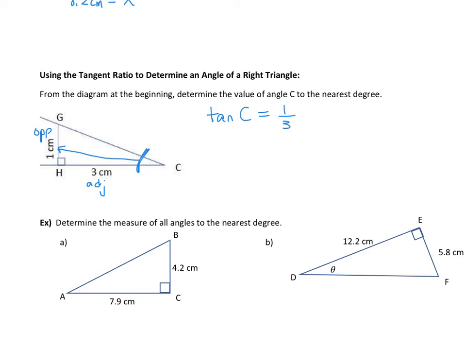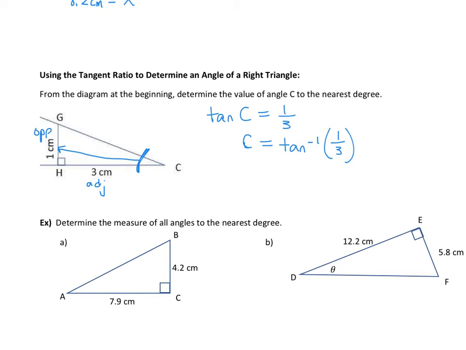What we need to do is get rid of the tan that is surrounding the C, that is the operation on angle C. To do that, you'll notice above your tan button on your calculator, you have a tan with a -1 beside it or above it. That is the inverse operation of tan. It's the opposite. It's like the undoing of the tan. So we're going to do inverse function of tan on the 1/3.